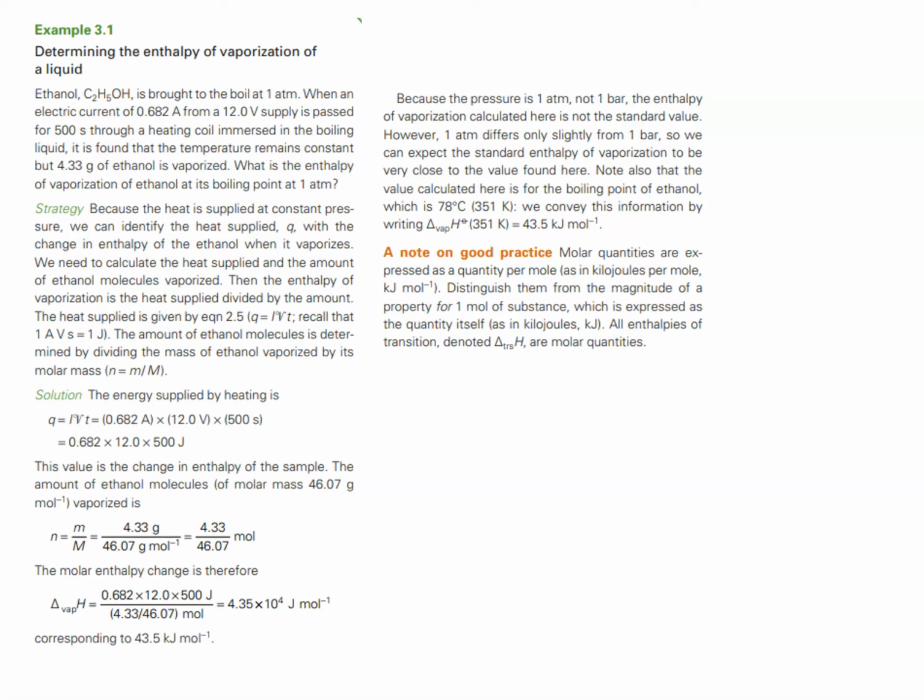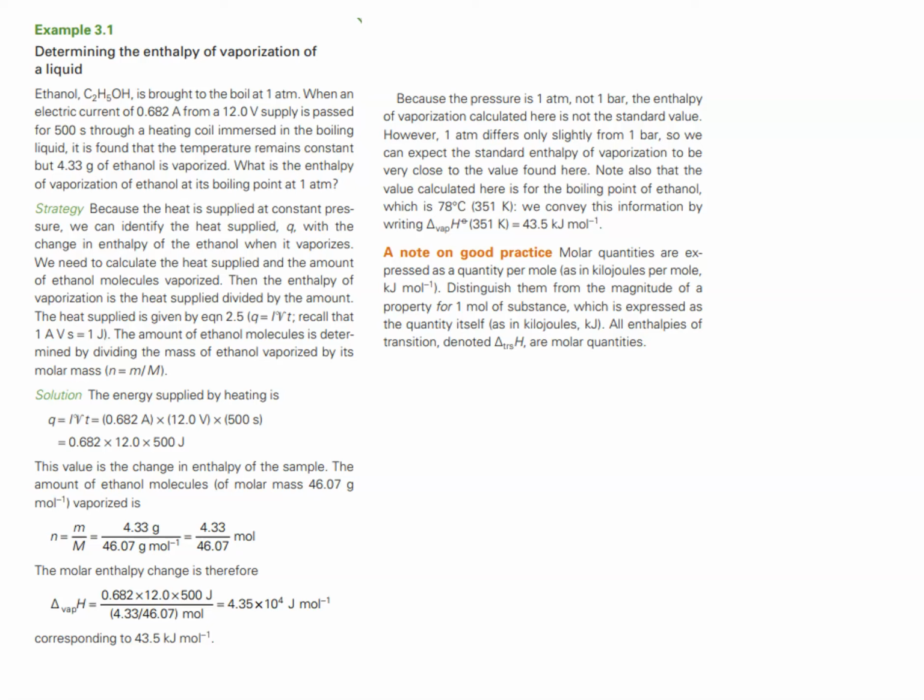And this value is the change in enthalpy of the sample. The amount of ethanol molecules of molar mass 46.07 grams per mole is as follows. We have 4.33 grams divided by 46.07 grams per mole for ethanol. And the molar enthalpy change is therefore going to be 4.35 times 10 to the fourth joules per mole, or we could rewrite it as 43.5 kilojoules per mole.